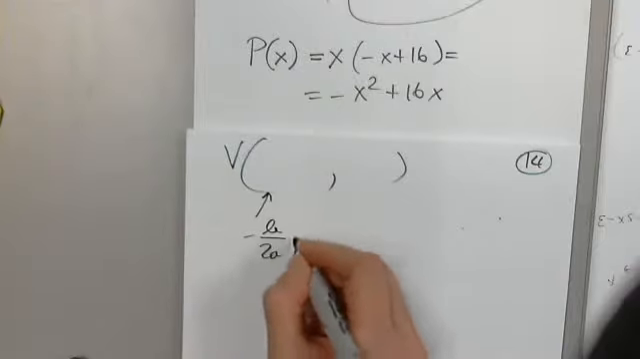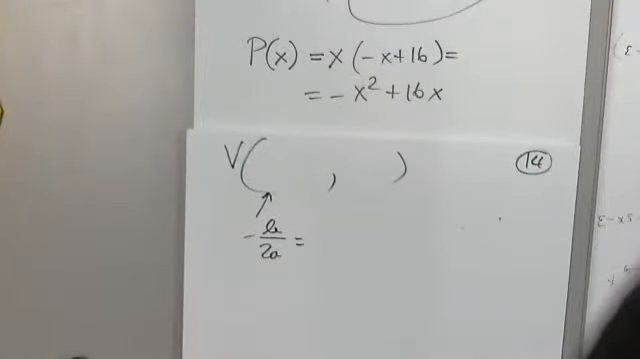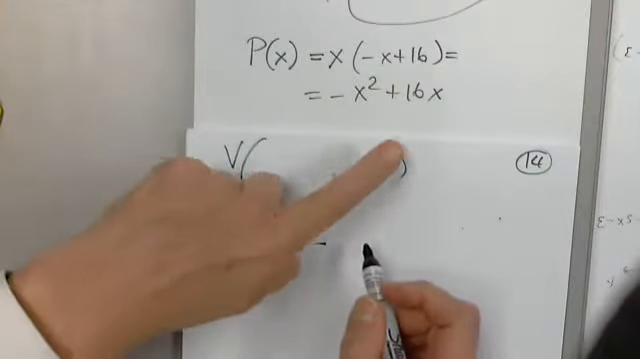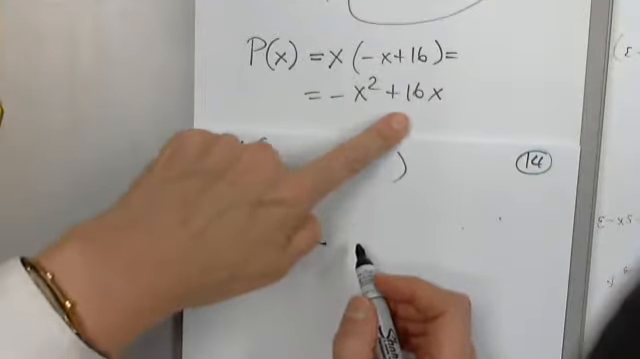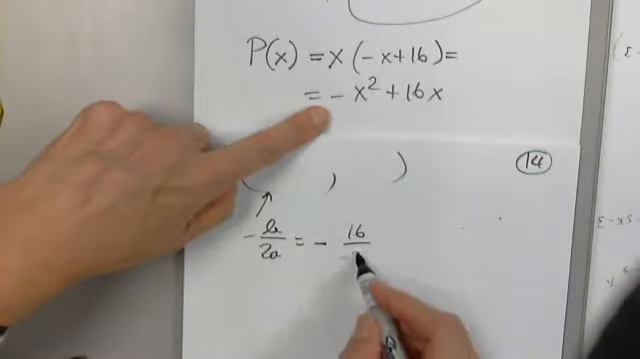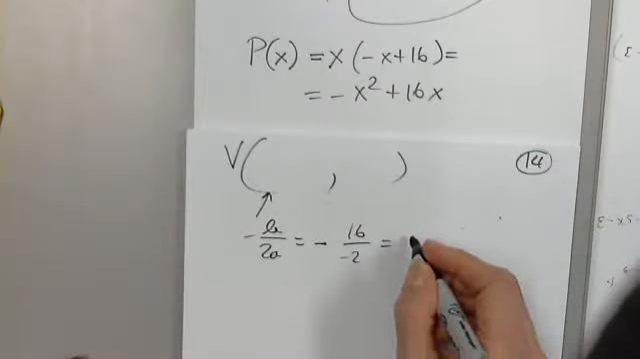Negative b over 2a. Just remember, the vertex has nothing to do with the x-axis unless it's on the x-axis, right? And nothing to do with the y-axis. Okay, so negative b over 2a. Negative. What is b? 16 divided by 2a. So the answer is 8.